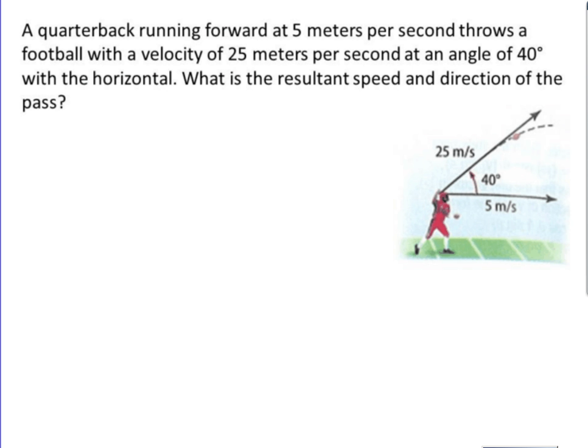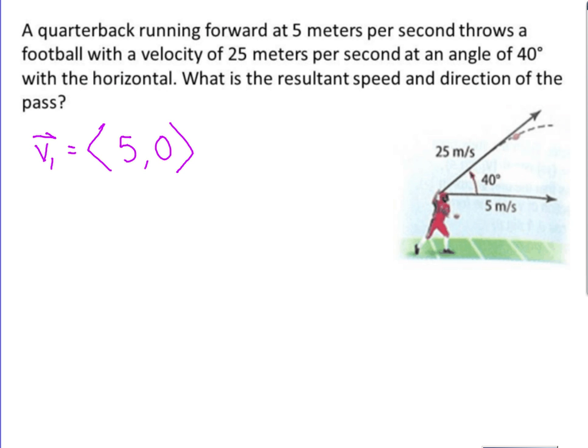Now that football player, which we're going to call vector 1, is moving forward 5 meters per second. You need to think of the ground as your x, up in the air would be your y. So if he's moving forward, that's a +5, but he's not going up in the air any, so that's going to be 0. Our second vector is our football.